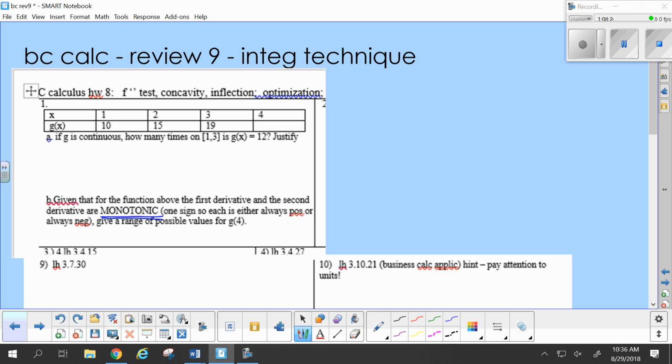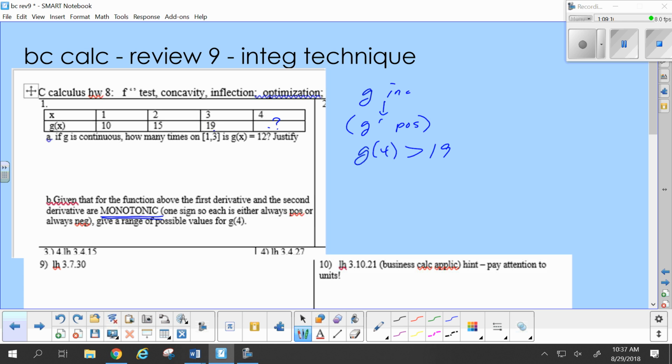In this case, they're telling you the first and second derivative are monotonic. You're going to have to think of this on two levels. Here's g of 4, we don't know. The table, does it indicate that the first derivative is always positive or always negative? Always positive, okay? G is always increasing, so that implies that g prime is always positive. Now in going from here to there, g at 4, if it's always increasing, must be greater than 19, where it was at 3. G at 4 must be greater than g at 3, so it must be greater than 19.